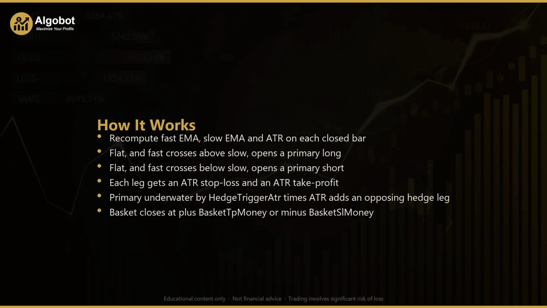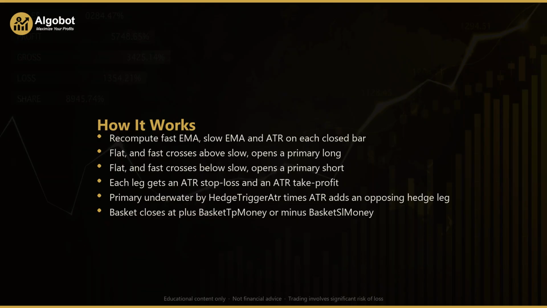If the fast average has just crossed from at or below the slow average to above it, the strategy signals a fresh upward cross and opens a primary long at the current ask price. If instead the fast average has just crossed from at or above the slow average to below it, that is a fresh downward cross, and the strategy opens a primary short at the current bid.